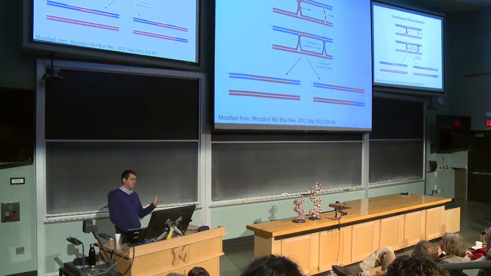Does that make sense? And so you're using the complementary sequence to copy it and then restore the information that was lost when the DNA was broken. And this is a process that is highly accurate.